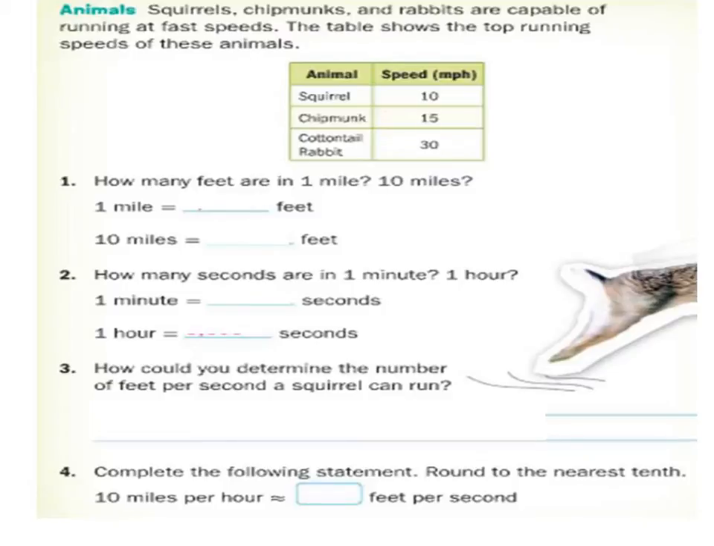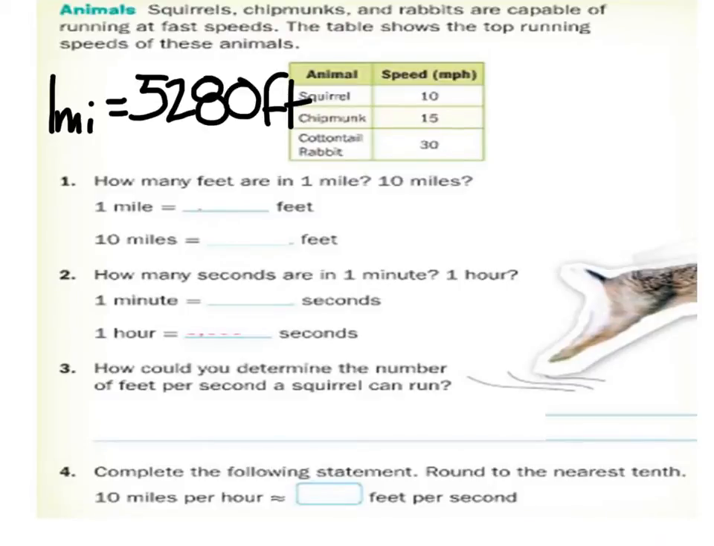All right. Well, one thing you guys need to know about all of this, especially for this particular lesson, is that 1 mile is the same as 5,280 feet.